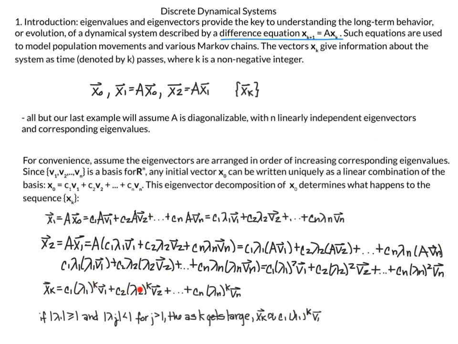If these lambdas' magnitudes are greater than 1, that's when these will get large. So for example, if lambda 1 is greater than 1, and all the other lambda j's, for lambda sub j for j greater than or equal to 2, have magnitudes less than 1, then as k gets large, we'll find that x of k, these all go to 0, and we're only left with C1 lambda 1 to the k V1.